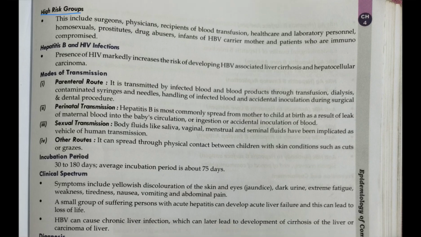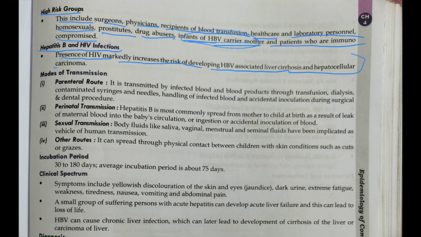High risk groups. This includes surgeons, physicians, recipients of blood transfusions, healthcare and laboratory personnel, homosexuals, prostitutes, drug abusers, infants of HBV carrier mothers, and patients who are immunocompromised. Hepatitis B and HIV infection: presence of HIV markedly increases the risk of developing HBV associated liver cirrhosis and hepatocellular carcinoma.